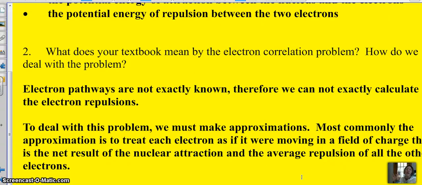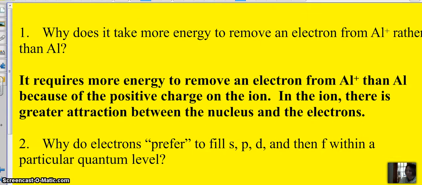It is an average of the repulsions of the electrons, just based on the number of electrons there are, not necessarily where they are and when they experience those repulsions.